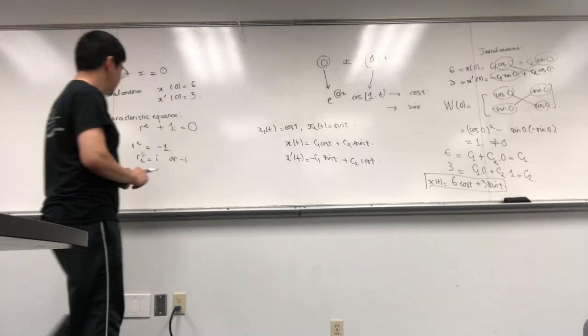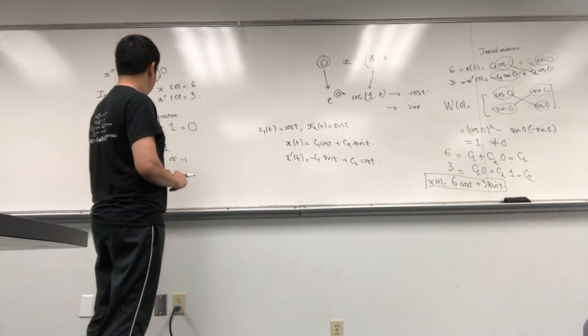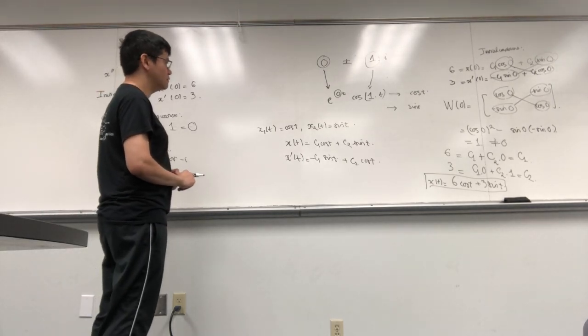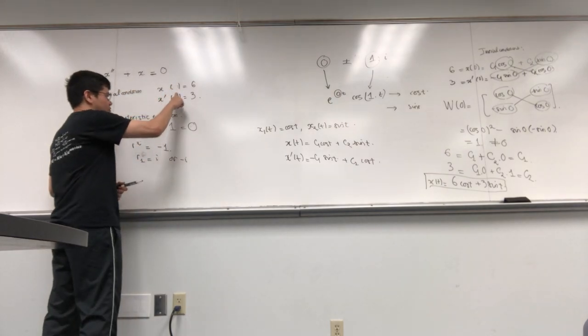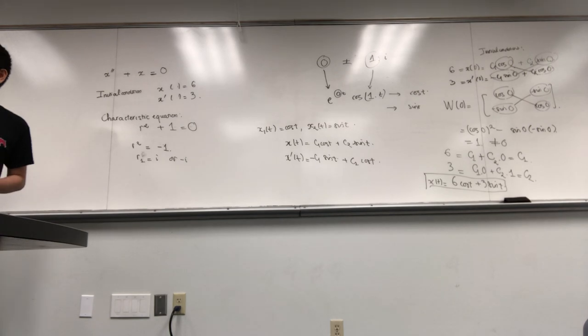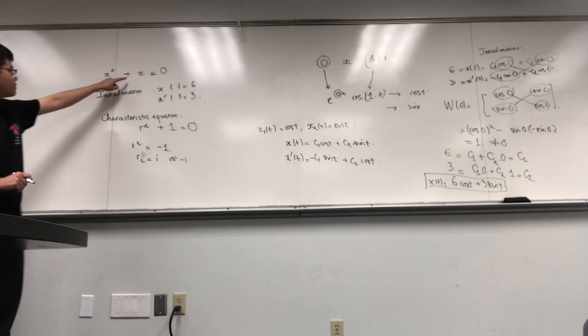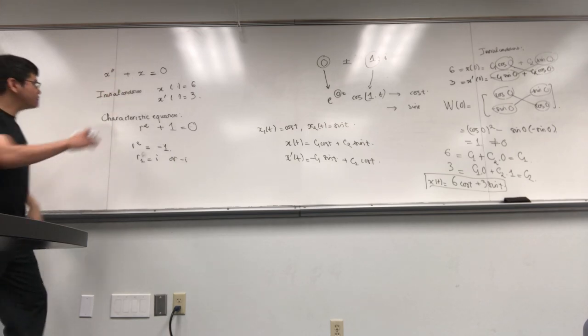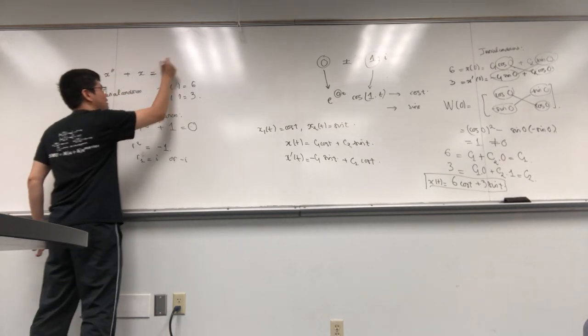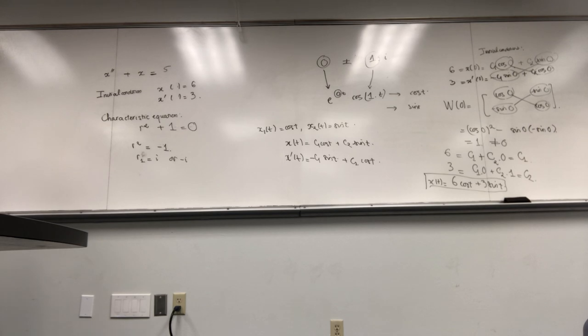Instead of x double prime plus x equals 0, what if it equals a number instead of zero? What if it is equal to 5, for instance? You want to ask for that?